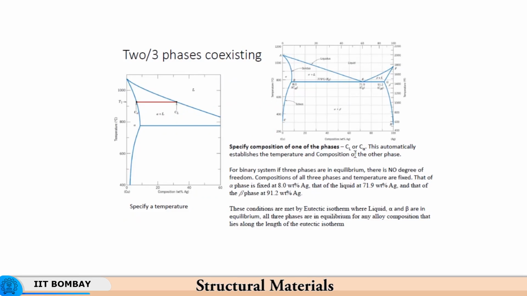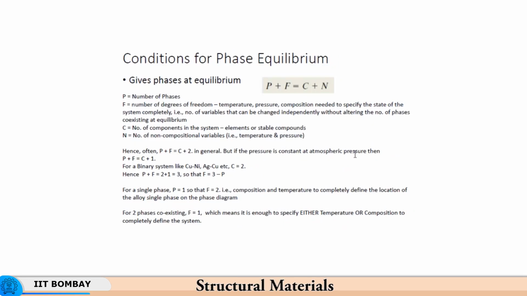Okay. So, if you look at this phase diagram here, you specify composition of one of the phases, C L or C alpha. So, you have alpha plus L as 2 phases coexisting over here. So, you can define either the composition of the liquid or composition of the alpha phase, and this automatically will establish the temperature.